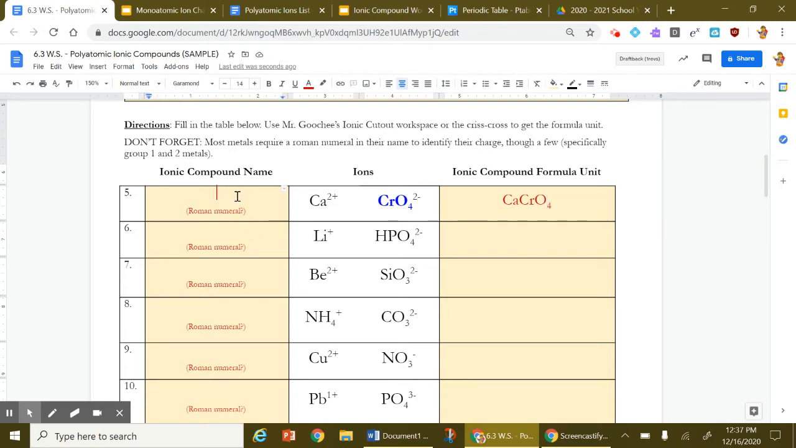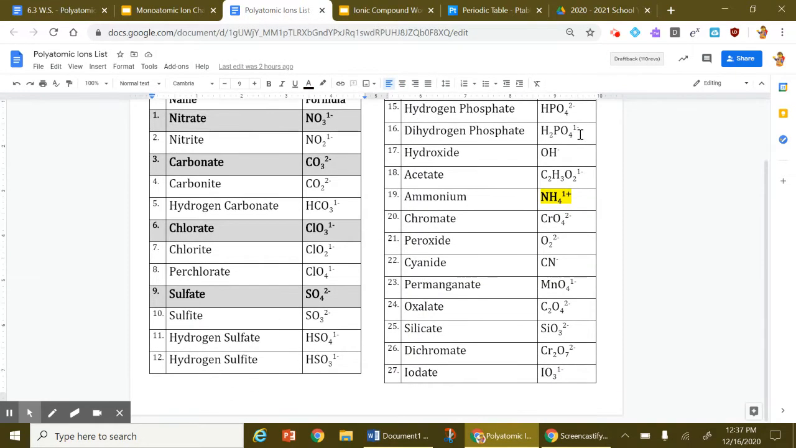Now, the name of this, well, Ca I know is calcium, okay? CrO4, however, that's a new one. This is a polyatomic ion. And basically, you have to look up its name on a chart here. Let's find CrO4. CrO4. Do we have it? Here it is. It's chromate. The name of this polyatomic ion is chromate.